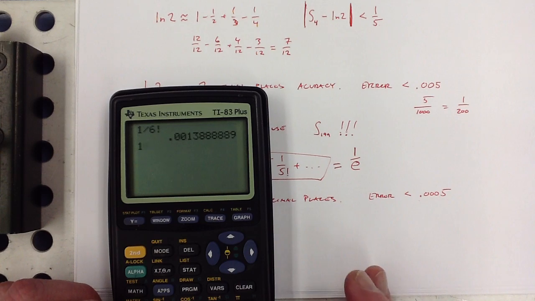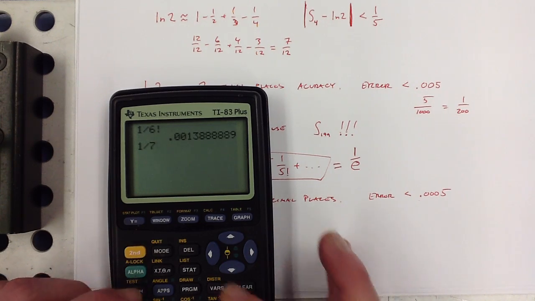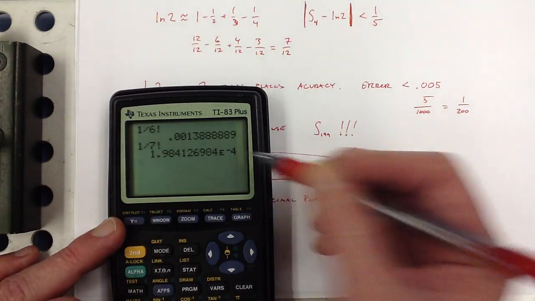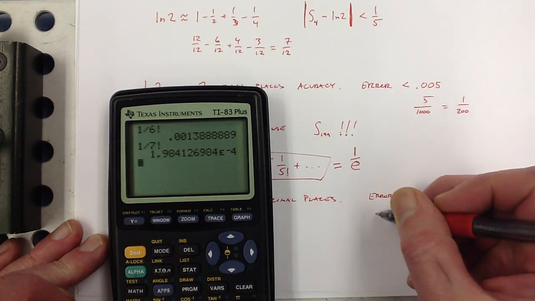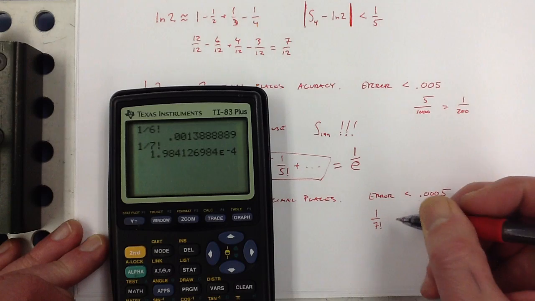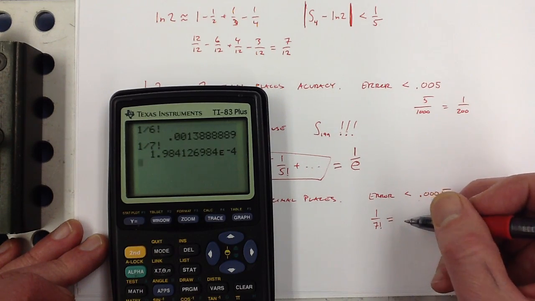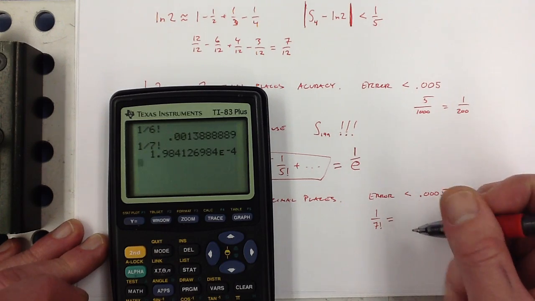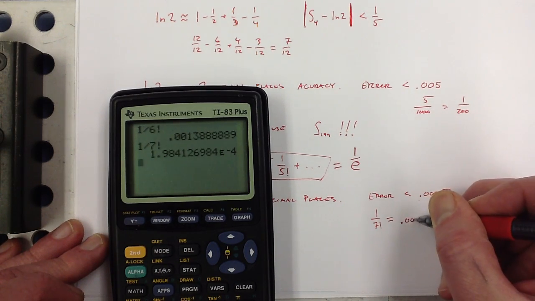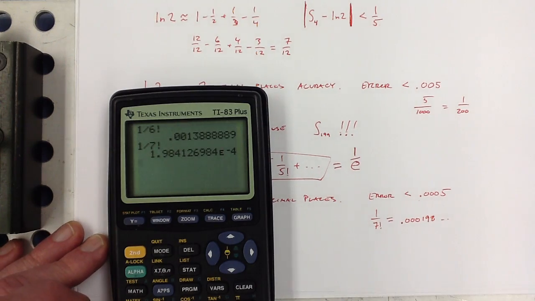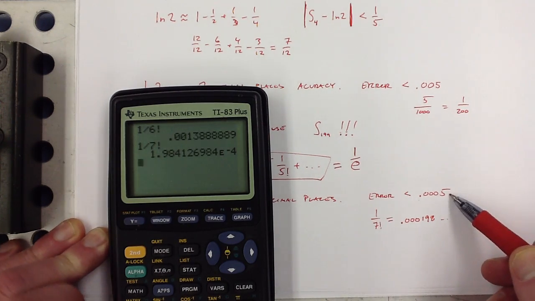So we'll try 1 over 7 factorial. Let's just write this down. 1 over 7 factorial is equal to 1.98 times 10 to the negative 4th. That would be 0.0001998, etc. And that's less than this, right?